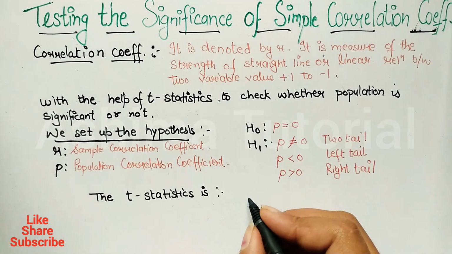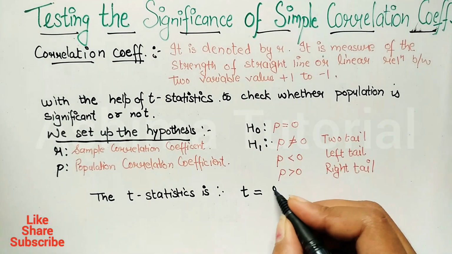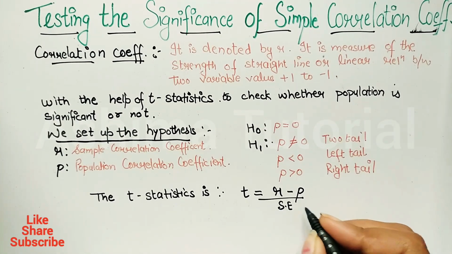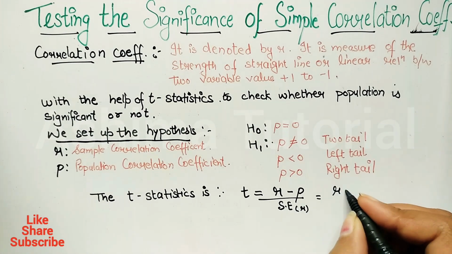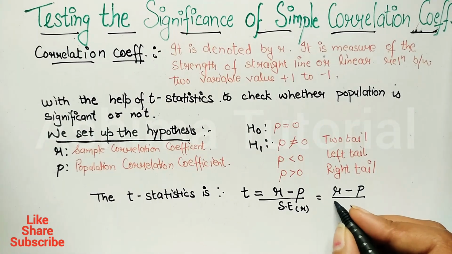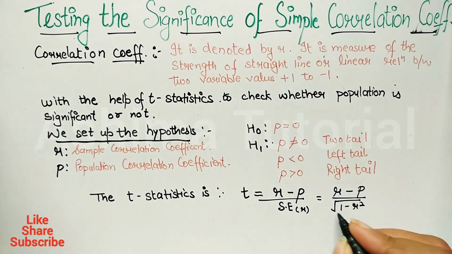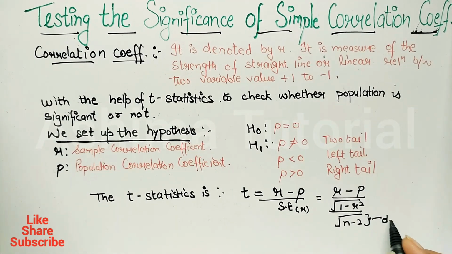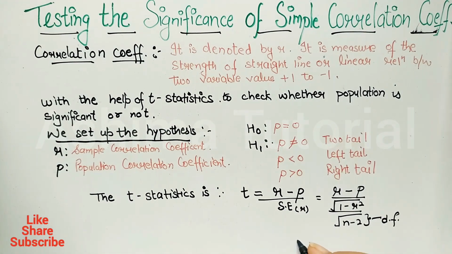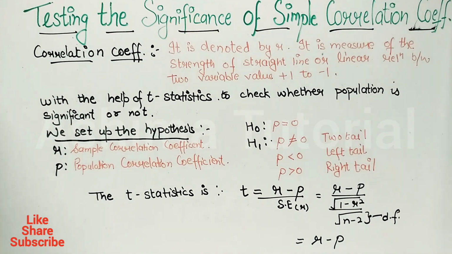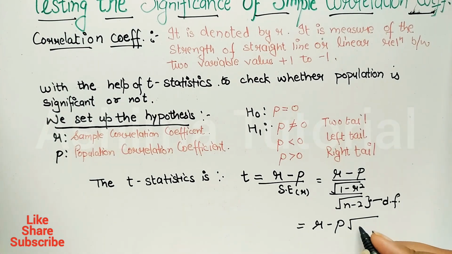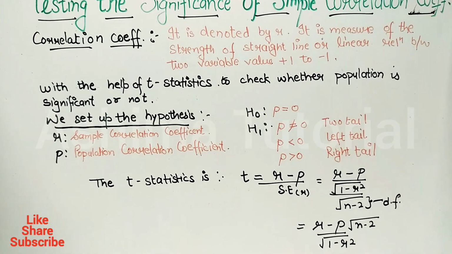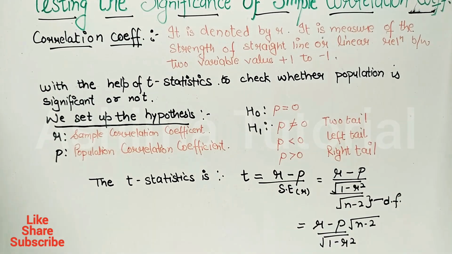Now the t statistic is t is equal to r minus rho over standard error of simple correlation coefficient small r, which is equal to r minus rho over under root 1 minus r square over under root n minus 2, where n minus 2 is degree of freedom, right? Now it becomes r minus rho multiply by under root n minus 2 over under root 1 minus r square, where rho is equal to 0.